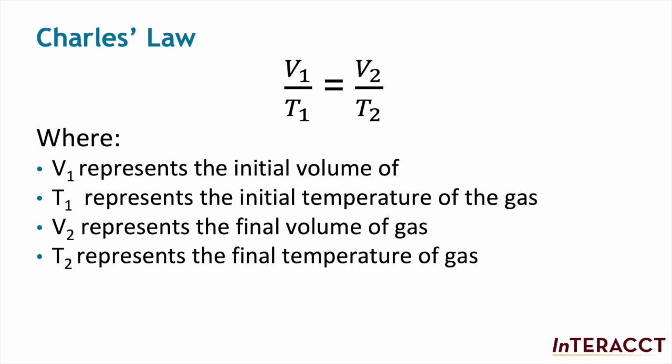Charles's law describes the relationship between temperature and volume of an ideal gas. It's named after the French physicist who discovered this relationship, Jacques Charles. The formula indicates that when the temperature of the gas increases, with the pressure held constant, the volume of that gas will also increase.